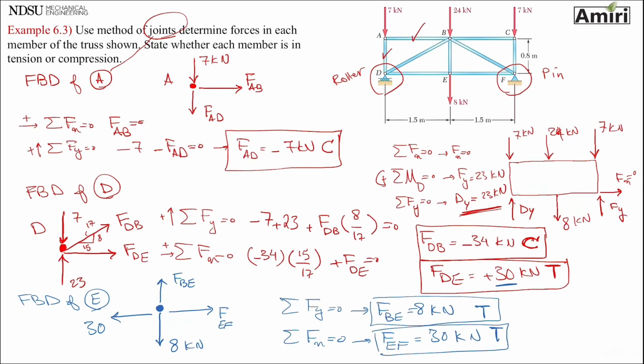If you want to continue, you can draw free body diagram of point D, find these two, but it's going to be similar to AB and AD, and you can draw free body diagram of pin D and find CF, which is going to be similar to AB.